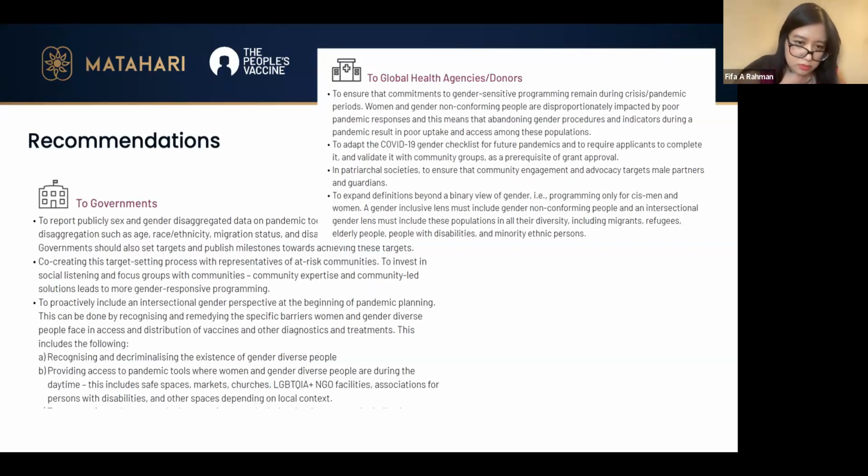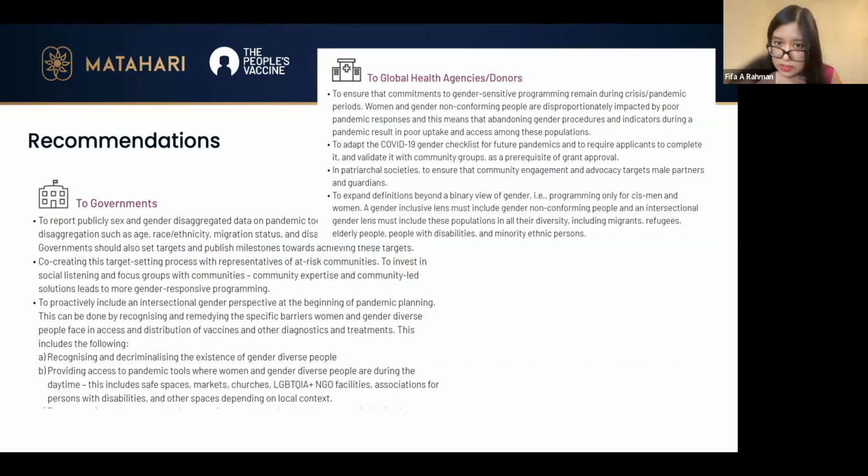But of course, this can result in problems in countries which are authoritarian. So this needs to be considered as well. We also emphasize the need to recognize and decriminalize the existence of gender diverse people, and have some recommendations for global health agencies that ensure commitments to gender sensitive programming remain during crisis and pandemic periods. The report finds that, of course, as mentioned before, a lot of agencies suspended their gender sensitive programming or gender tagging or other checklists and things like that.